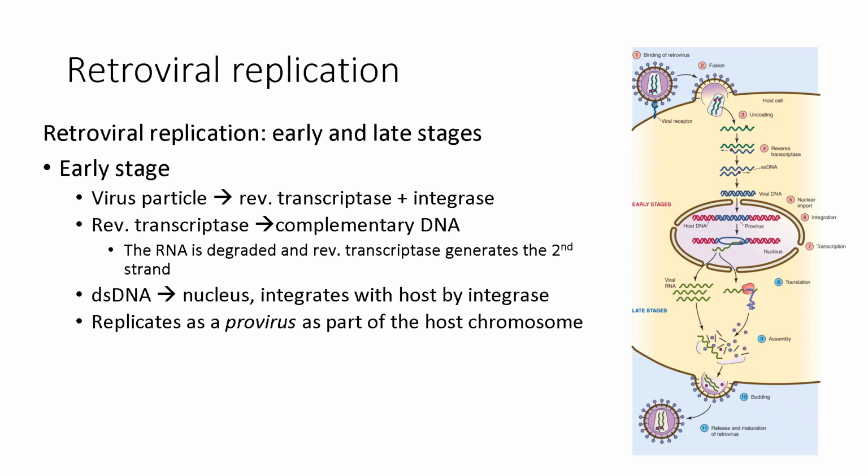In the early stage, reverse transcriptase creates a complementary DNA strand from RNA, then degrades the RNA and synthesizes the second DNA strand. This double-stranded DNA enters the nucleus and integrates into the host genome via integrase. In the late stage, the provirus is transcribed and translated to produce new virions.